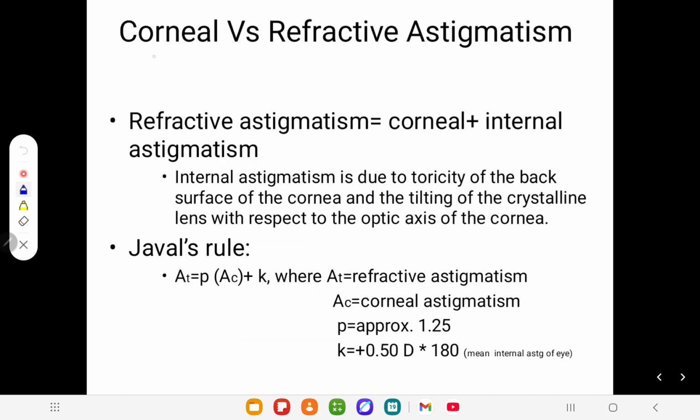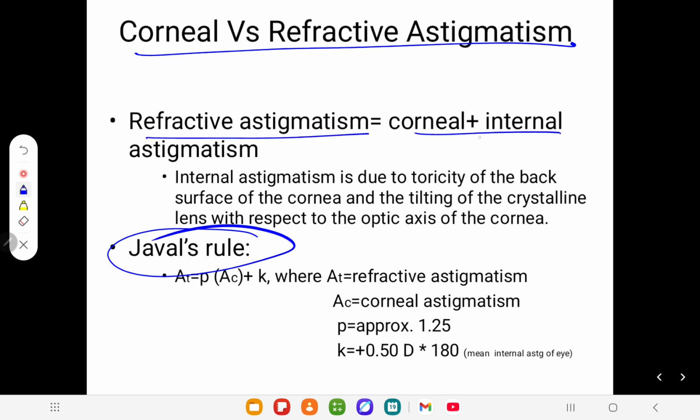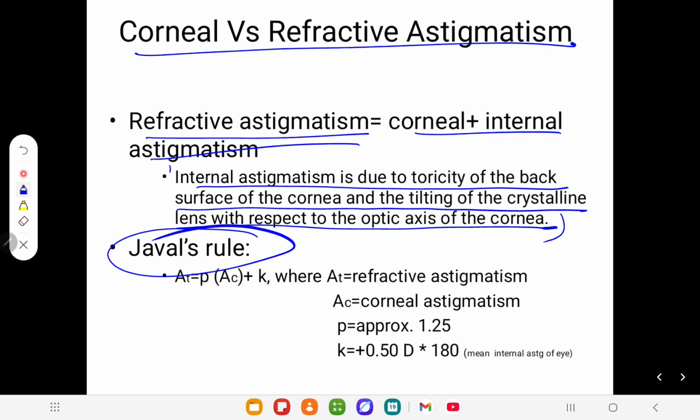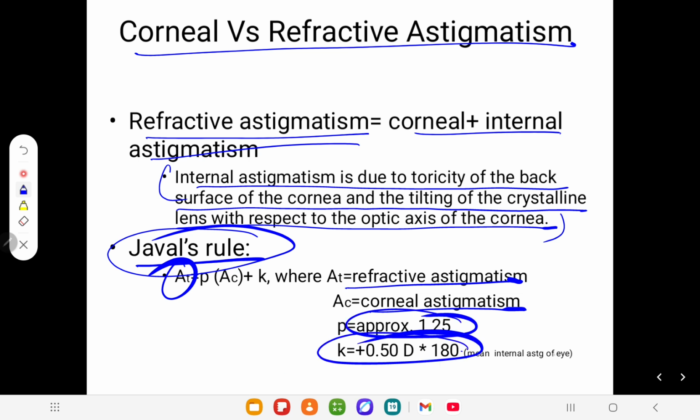Okay, so corneal versus refractive astigmatism. Here we come to Javal's rule. It's basic, very simple. Refractive astigmatism is corneal plus internal astigmatism. Internal astigmatism is due to toricity of the back surface of the cornea and tilt of the crystalline lens, and mostly it's against the rule astigmatism, isn't it? So Javal's rule tells you refractive astigmatism is corneal astigmatism plus p into approximately 1.25, and k is equal to 0.5 at 180 degrees. So basically we think of it as a mean internal astigmatism, isn't it? Internal astigmatism is against the rule astigmatism.